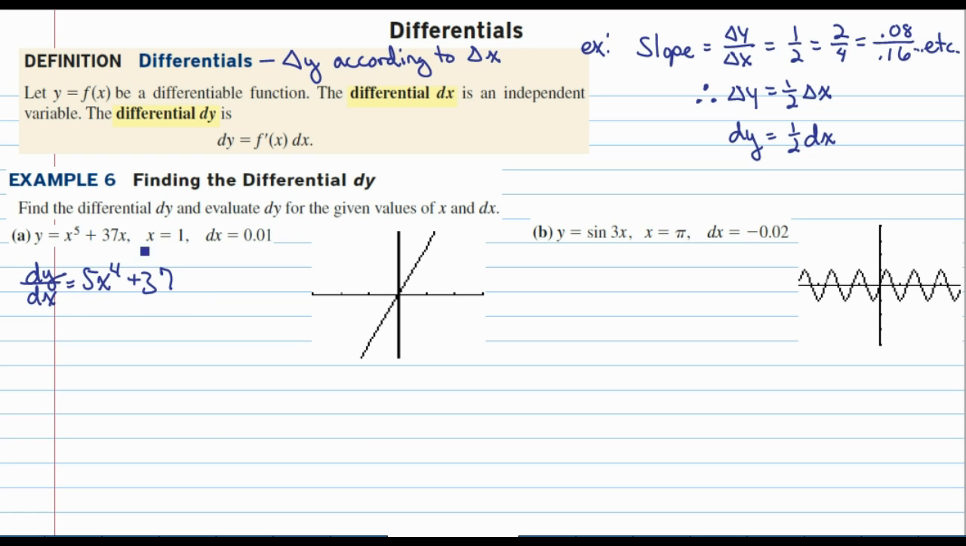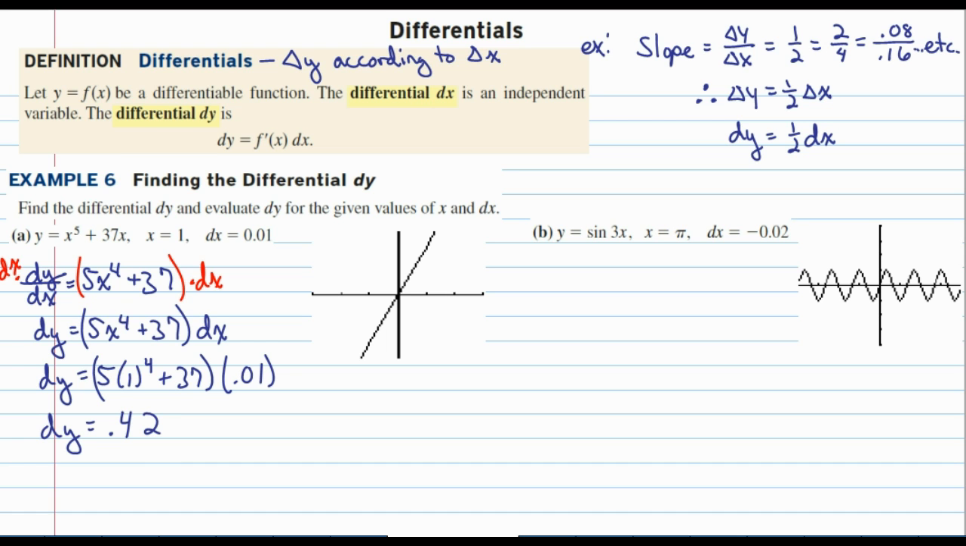If I plug in x equals 1, I get that the slope there is 5 times 1 plus 37, so 42. Which means dy/dx, the change in y, is 42 for every 1 the change in x is. But I don't want to know the change in y for a change in x of 1. I want to know when dx is 0.01. So I'm going to multiply both sides by dx, and I'll be able to find the exact change in y when the x value changes only by 0.01 from the x value 1.